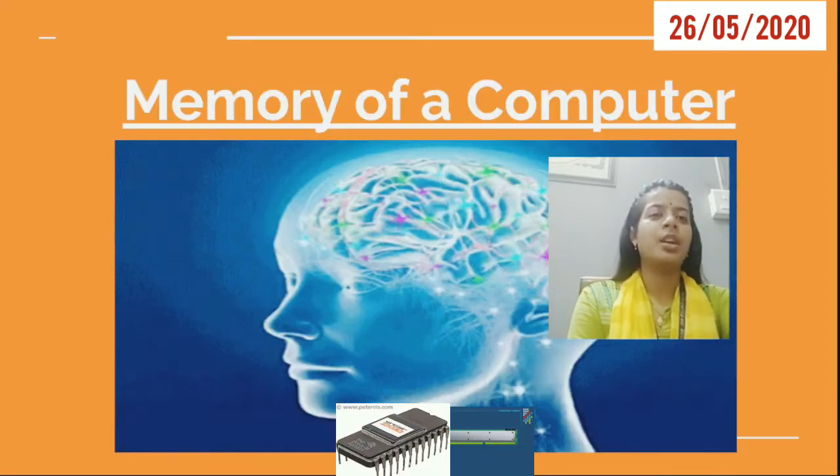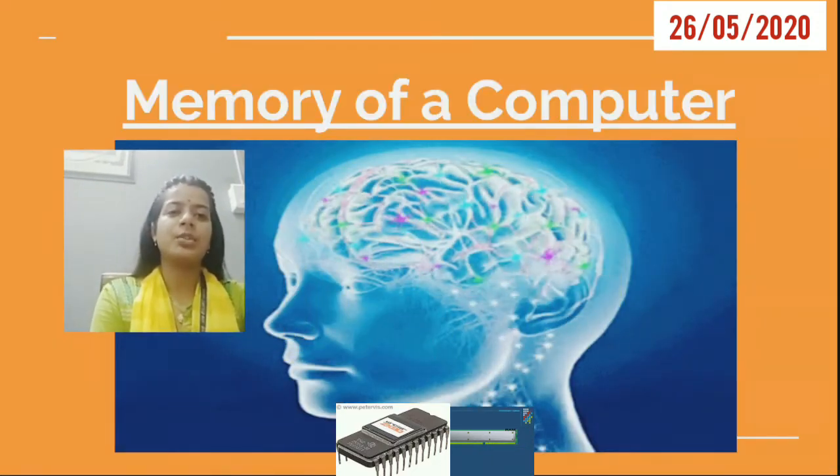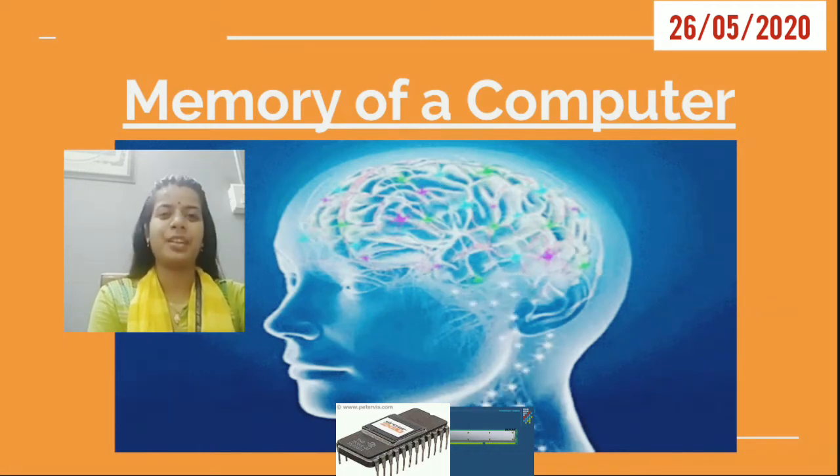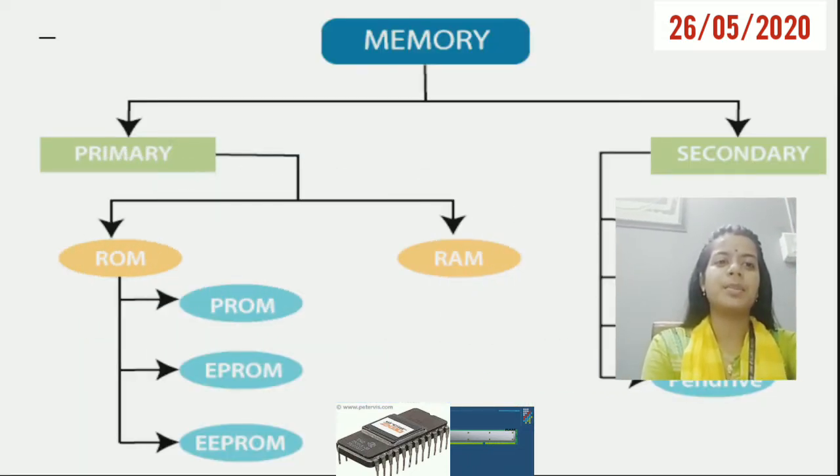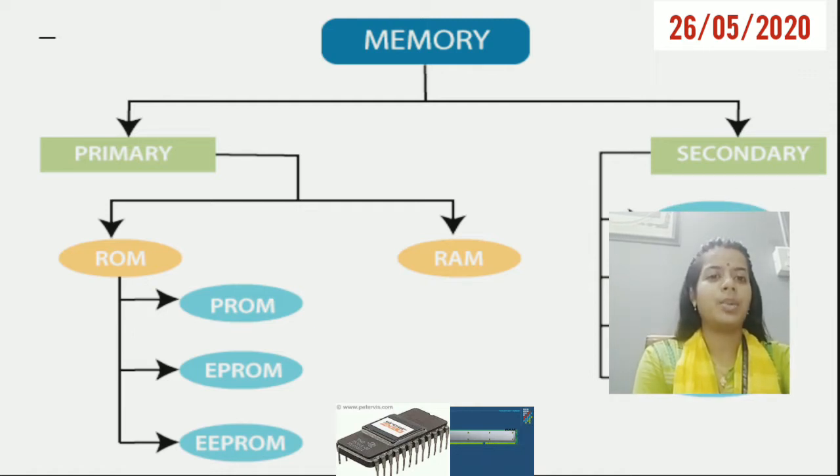Dear children, memory of a computer is just like a human brain. Why? Because computer memory is the storage space in the computer where data is processed and the instructions required for processing are stored. Okay, now there are basically two types of memory. Okay, number one, primary memory, and number two, secondary memory. So, dear children, today we are going to learn in detail about primary memory and its types.